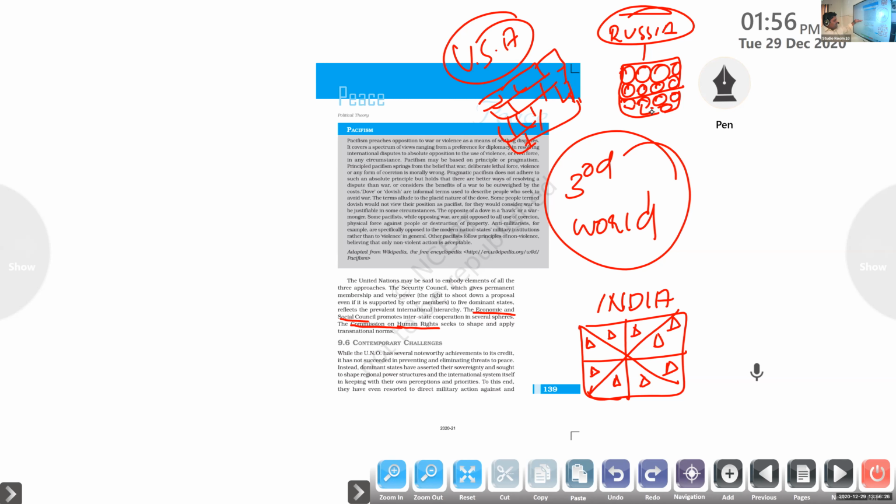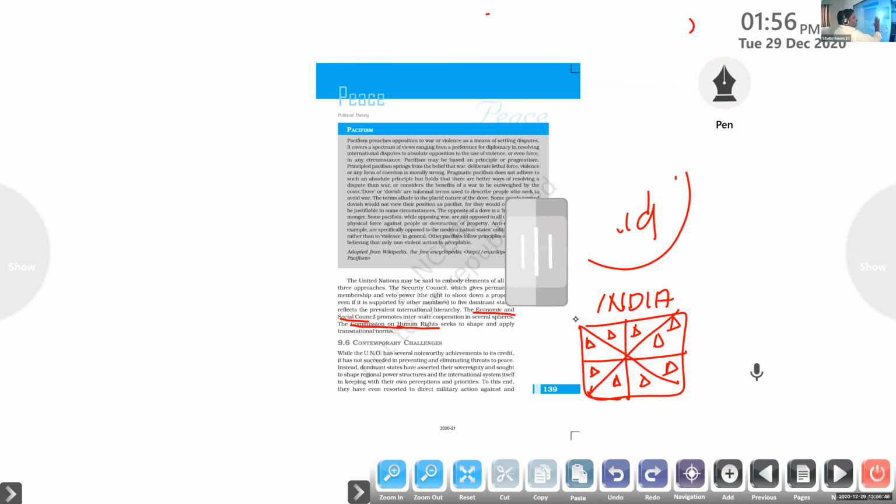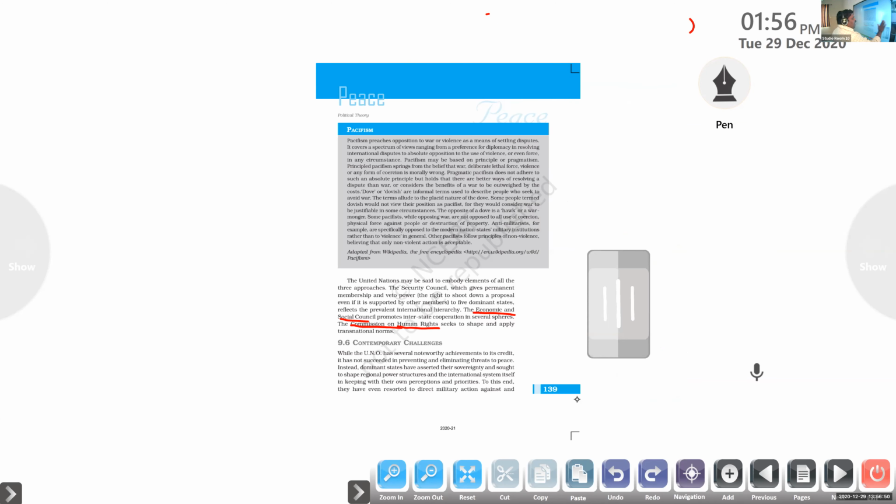So we discussed the three organs. One is the Security Council, and the Economic and Social Council, basically promoting interstate cooperation in several spheres. And the Commission of Human Rights, protecting human rights in each and every country. So all these organizations are there to establish international peace.